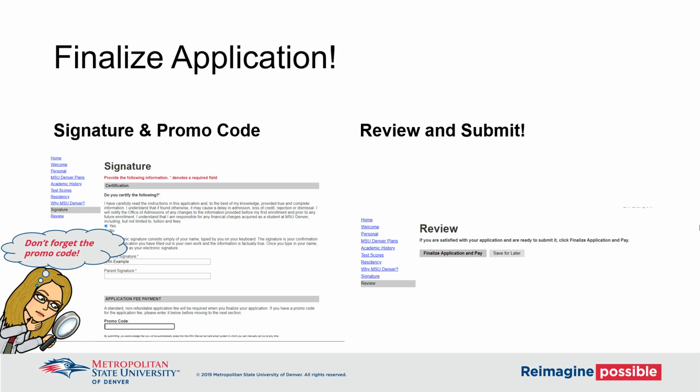Once you're done and you go to the review screen, if you've completed the application fully, you should see a button that says Finalize Application and Pay. If you entered a promo code and you push that button, your application will be submitted. If you push that button without entering a promo code, you'll be prompted to enter some credit card information so that you can pay your application fee of $25.